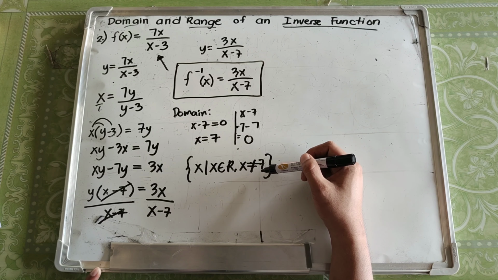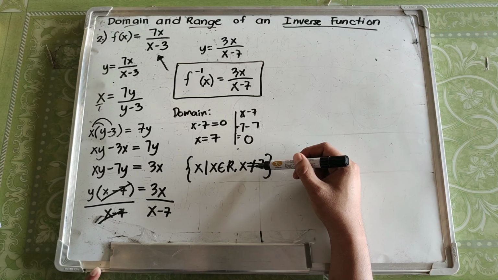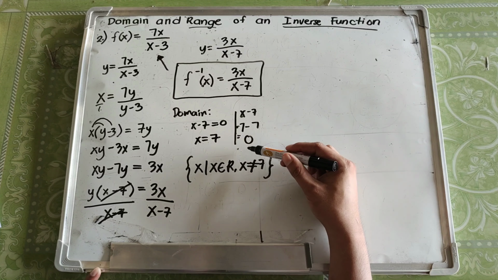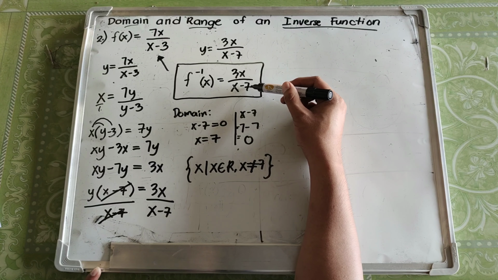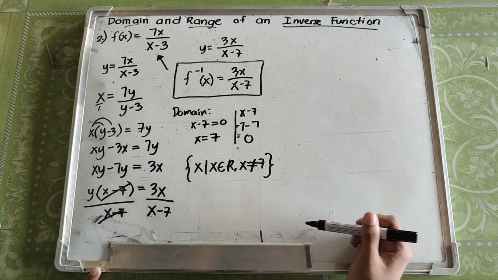In the previous example, wala siyang except kasi nga walang x sa denominator. Ibig sabihin, walang value na x that can make the denominator 0. So, ibig sabihin, sa example na to, may value na x that can make the denominator 0, which is 7.